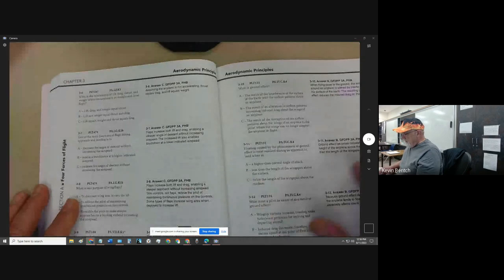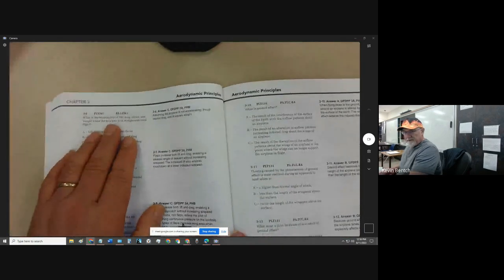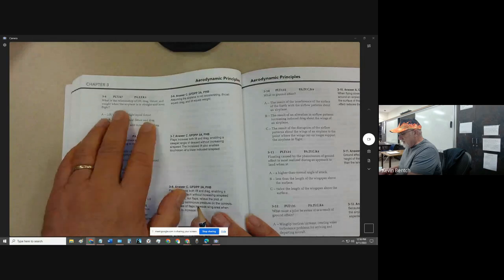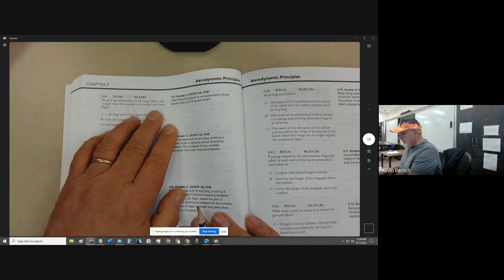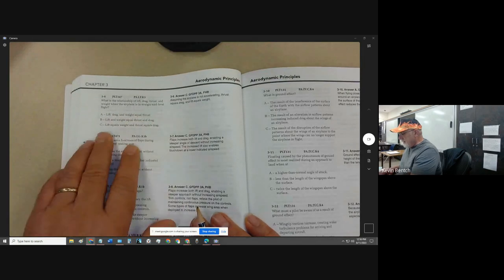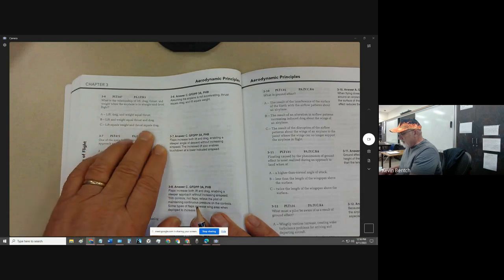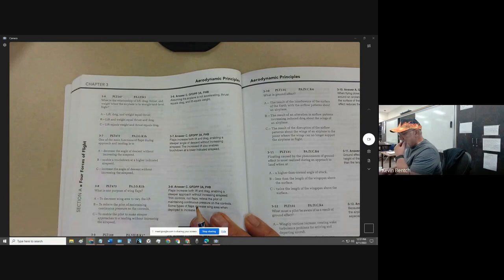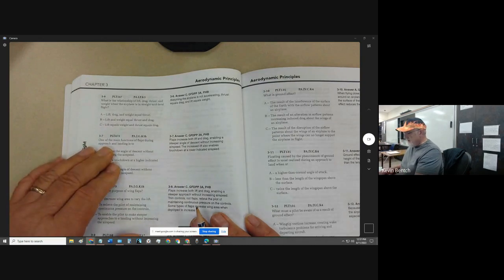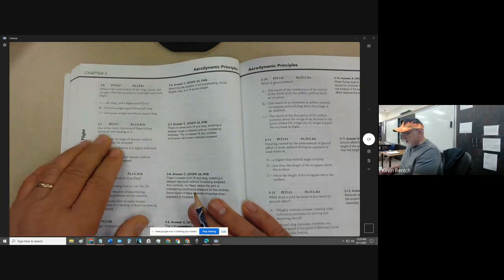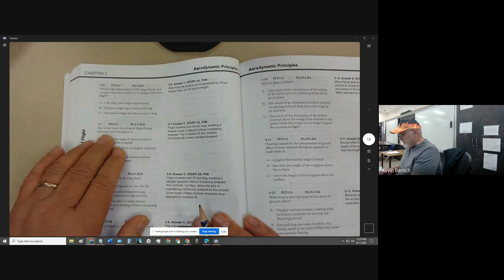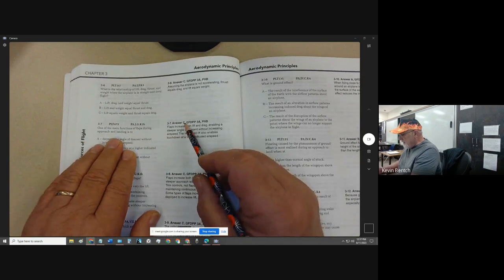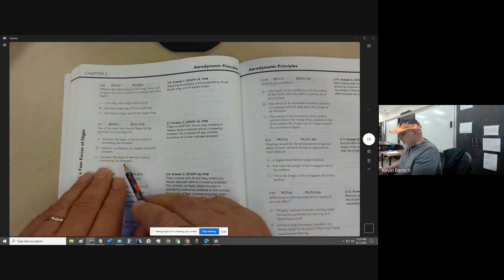All right. What is the relationship of lift, drag, thrust, and weight when the airplane is in straight and level flight? Let's answer C. Lift equals weight and thrust equals drag. It's straight and level flight. They're just asking these questions in different ways. Same concept.